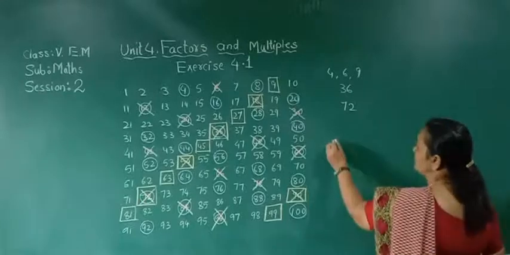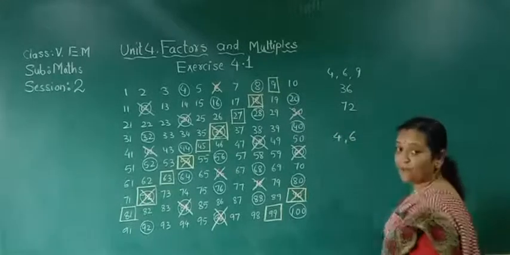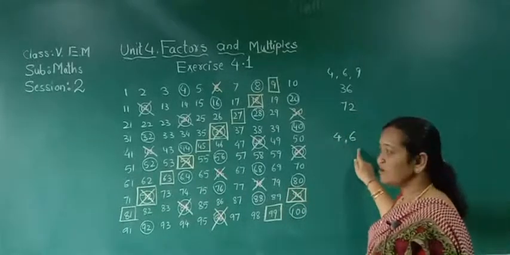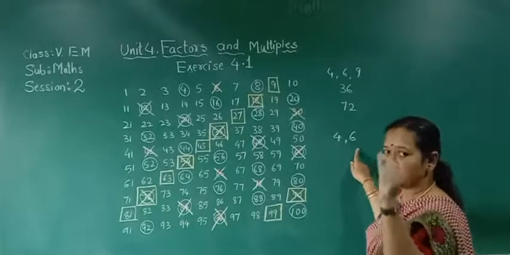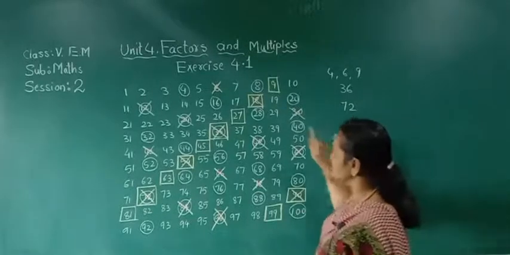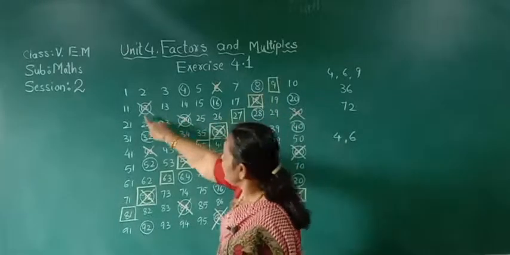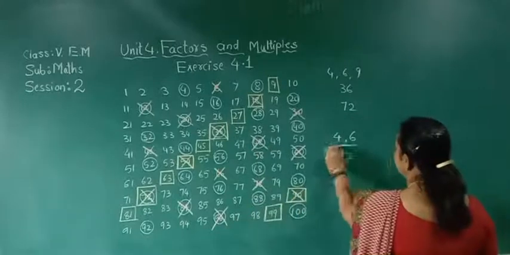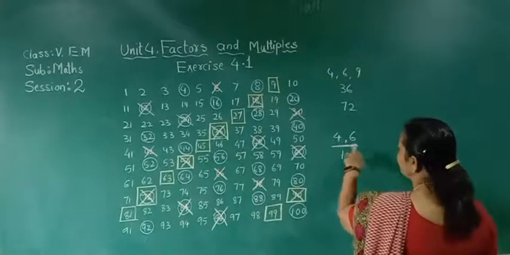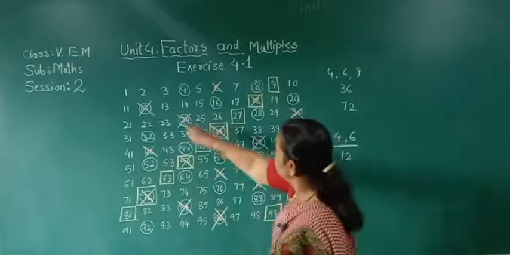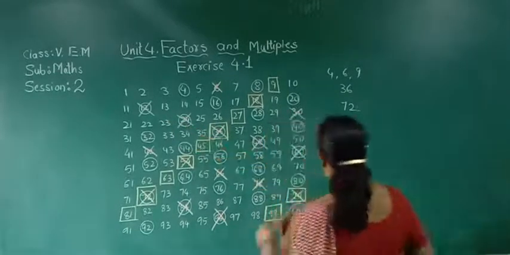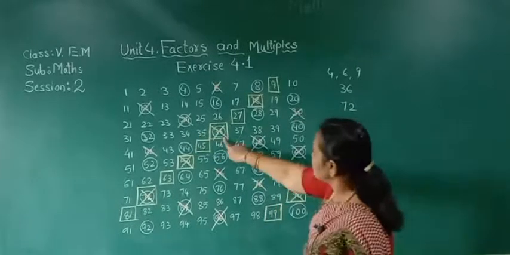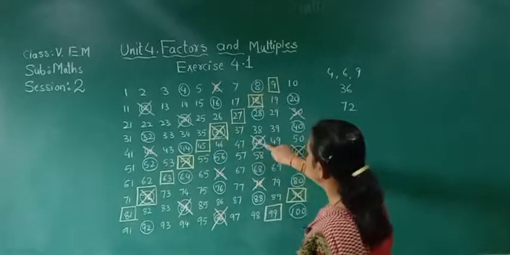Now if I want to find 4 and 6, then which are the numbers which are multiples of 4 and also 6? So what we should find? Blue circle and cross, it is 12. Here we want to find multiples of both 4 and 6. So it is 12. Then 24. Then 36. Check here. Then it is 48.